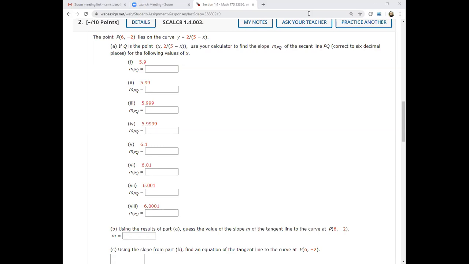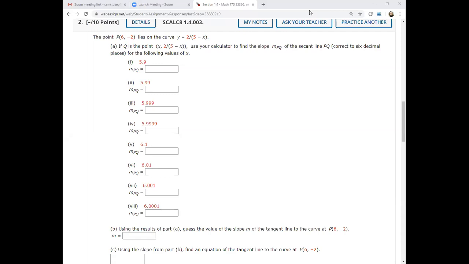Now, it's going to be a complex fraction because my function is fractional. y2 is going to be the expression 2 over 5 minus x, and y1 is going to be negative 2. So I have 2 over 5 minus x minus negative 2. And then x2 minus x1 is going to be x minus 6.